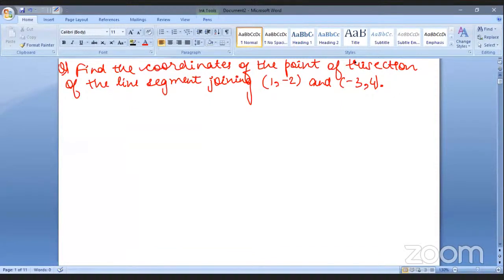Find the coordinates of the point of trisection. Now what is trisection? The line will be divided into 3 parts, and those 3 parts would be equal, right? Because we know bisection. Yes, ma'am. Bisection means that if a point is bisecting a line segment, it is dividing it into 2 equal parts, because here we will be needing the midpoint formula and so on. We have to decide whether we'll use the section formula or the midpoint formula.